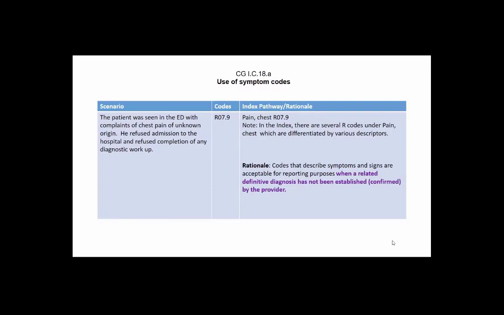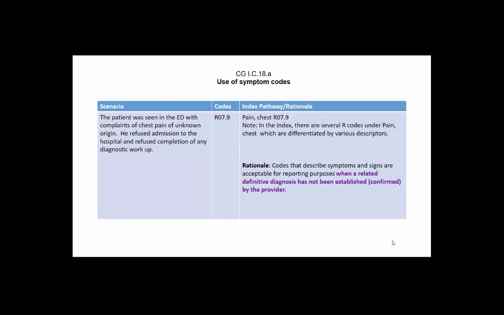The first guideline has to do with the use of a symptom code. In the case that's been given here, the patient was seen in the ED with complaints of chest pain of unknown origin. He refused admission to the hospital and refused completion of any diagnostic workup. In that case, all you can code is the chest pain.